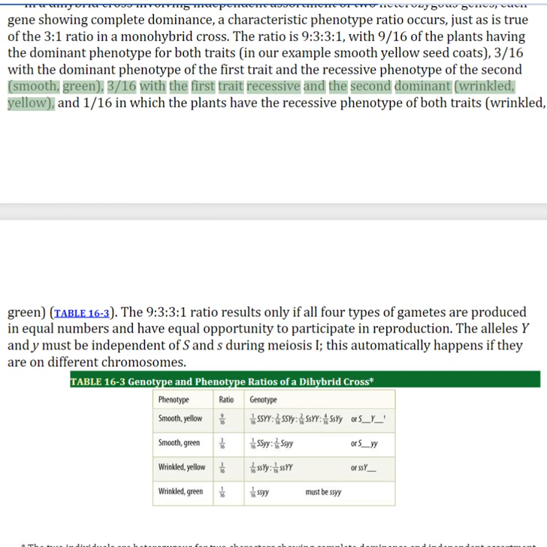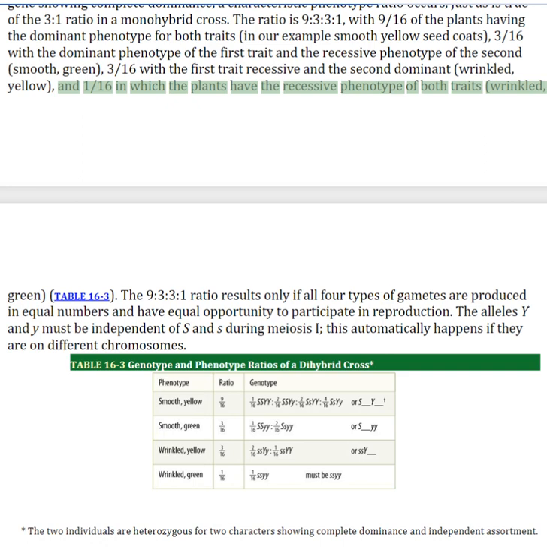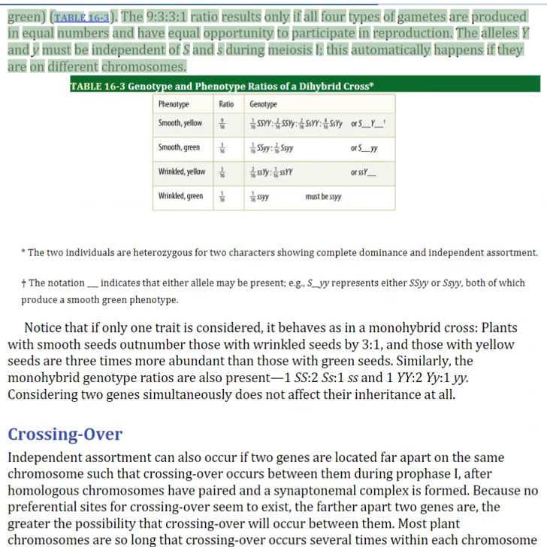3/16 with the first trait recessive and the second dominant, and 1/16 in which the plants have the recessive phenotype of both traits: wrinkled, green. The 9:3:3:1 ratio results only if all 4 types of gametes are produced in equal numbers and have equal opportunity to participate in reproduction.